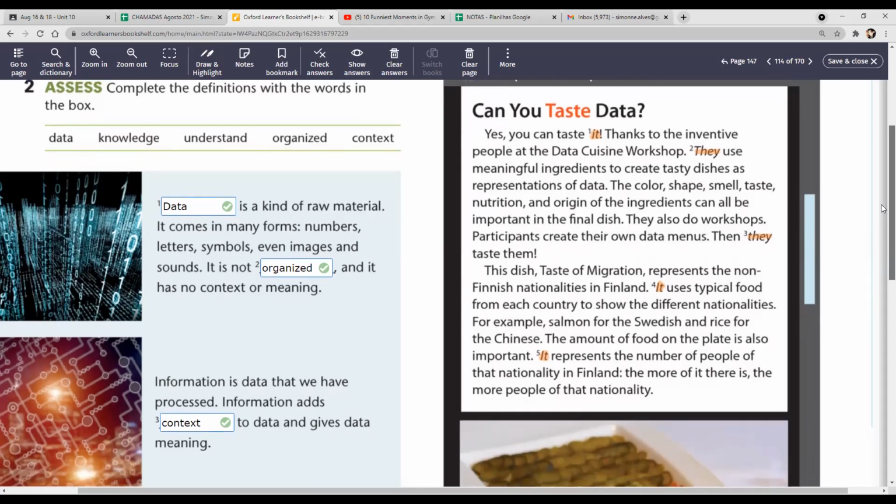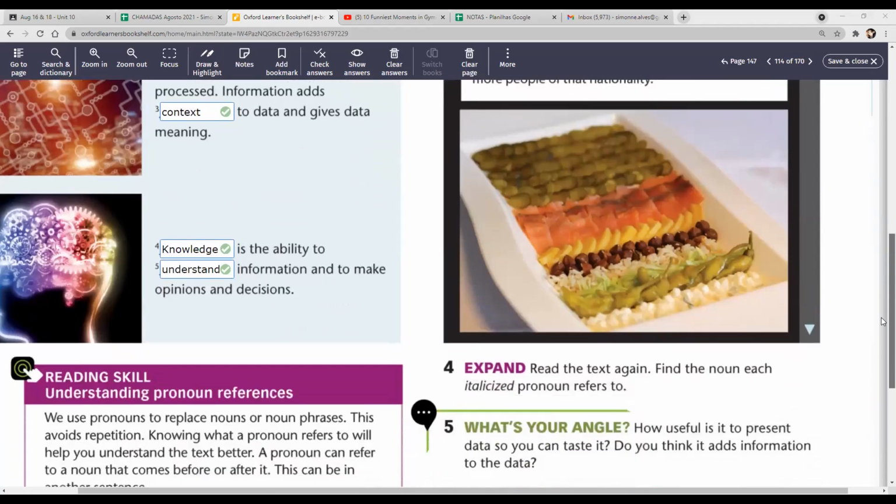So we are doing activity number 4 from page 114. Okay, Mateus?